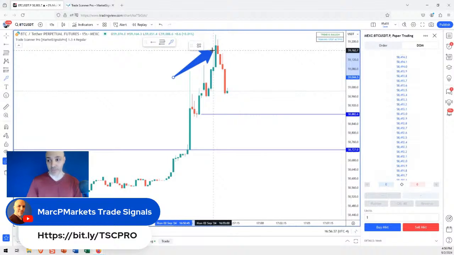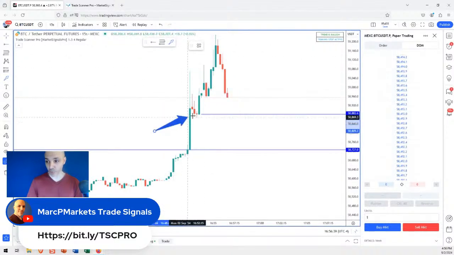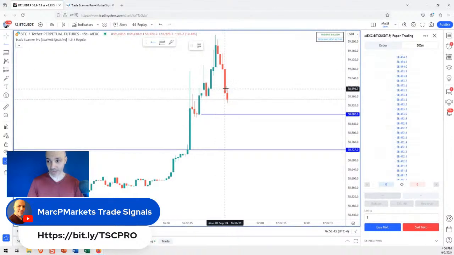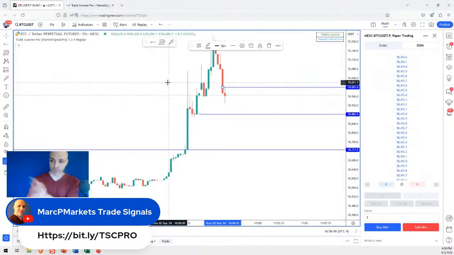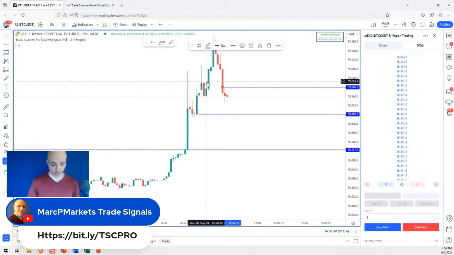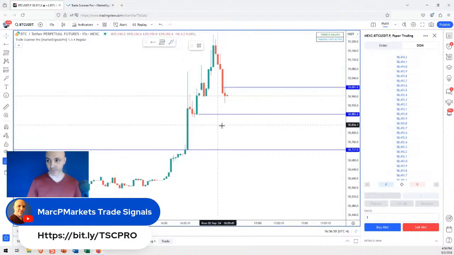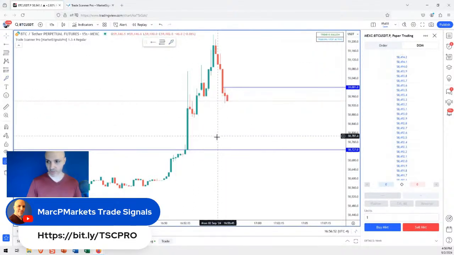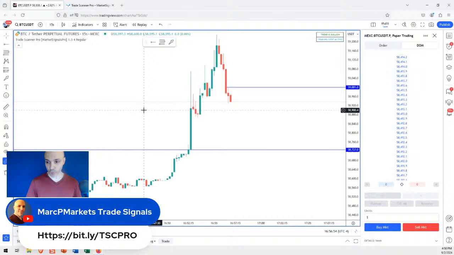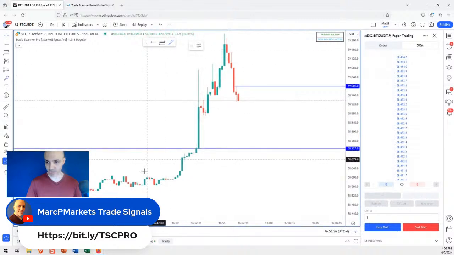But again, I wanted to be realistic about it. This was my initial entry, my initial exit where I would have gotten out consciously. This second blue line is basically where the trailing stop got me out. Okay. So let's erase this one. And this trade, this was the entry right here.